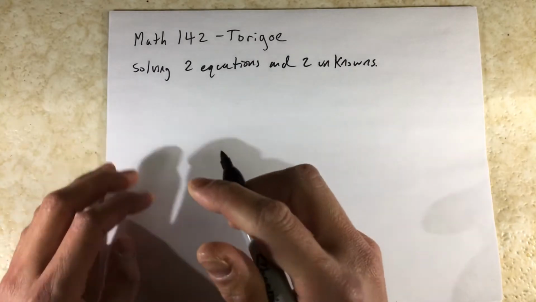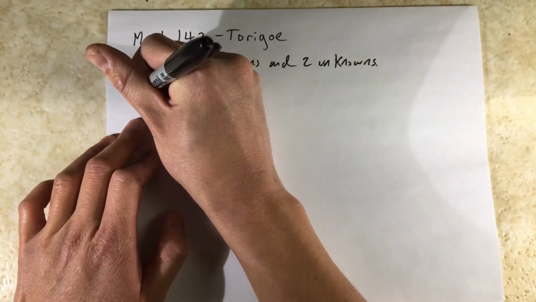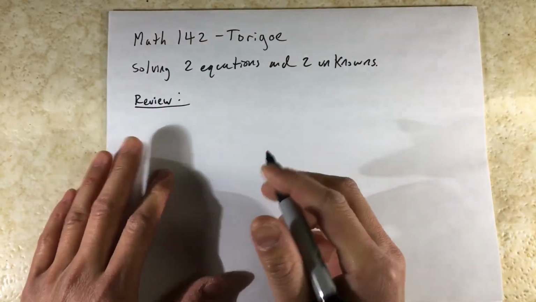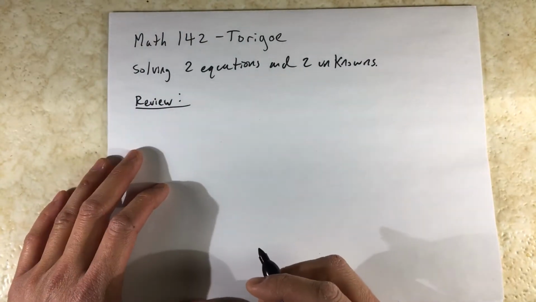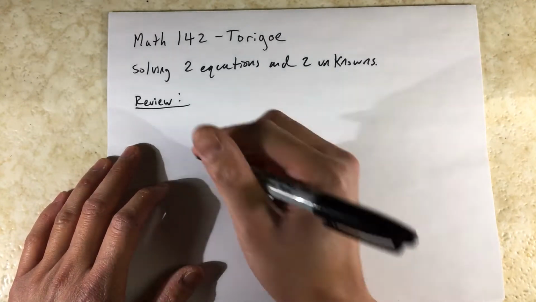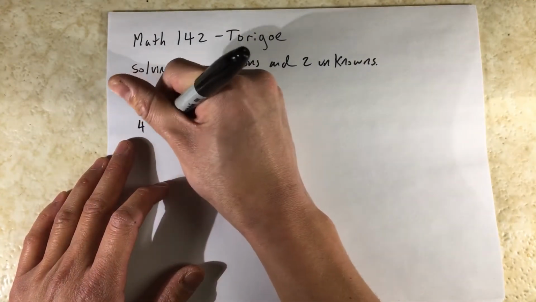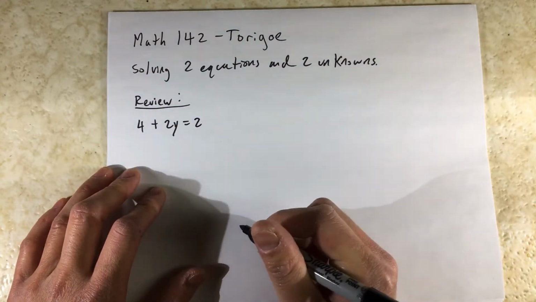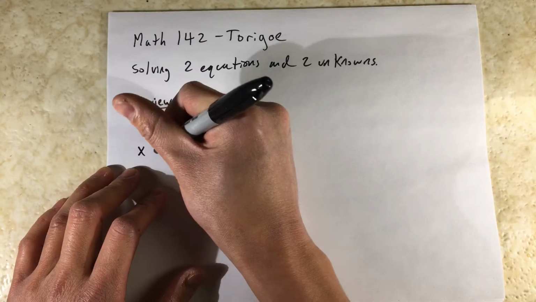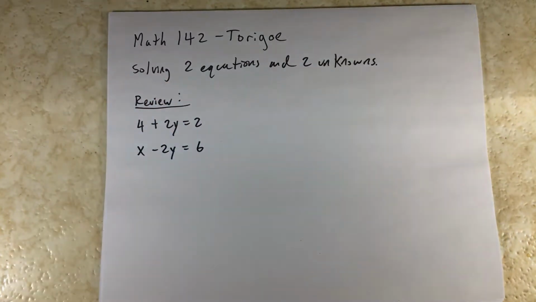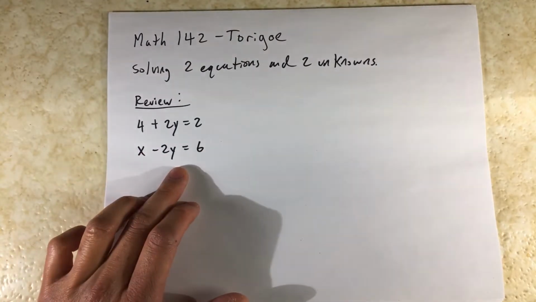All right, so what I want to start off is a review question, kind of the type of problem we did earlier in the semester. So let's say that we have these two equations. They're variables of x and y. So the first equation is x plus 2y equals 2. And our second equation is x minus 2y is equal to 6. Okay, so we have our variables x and y.